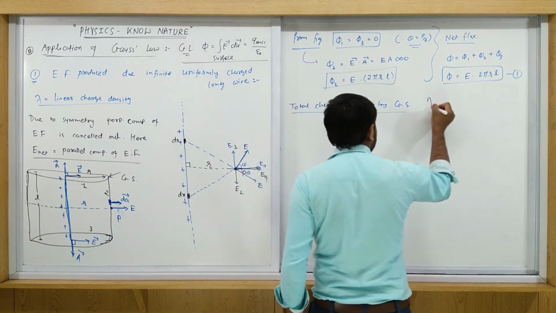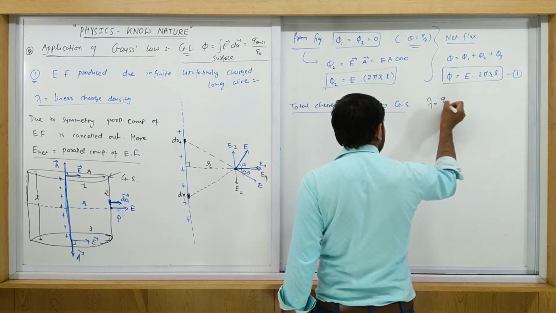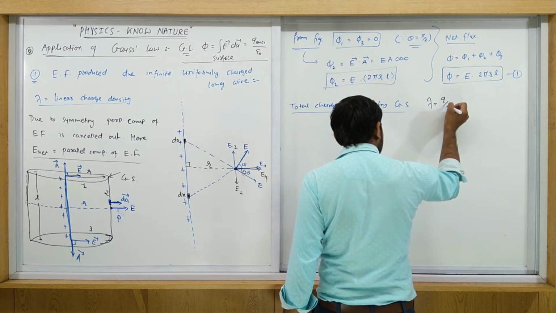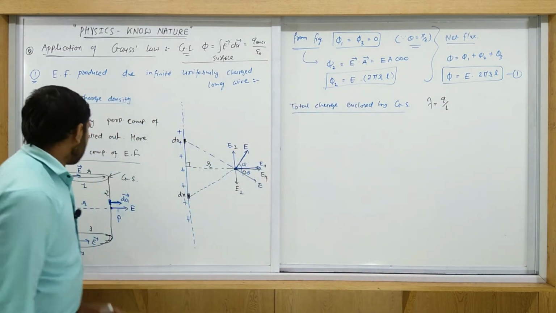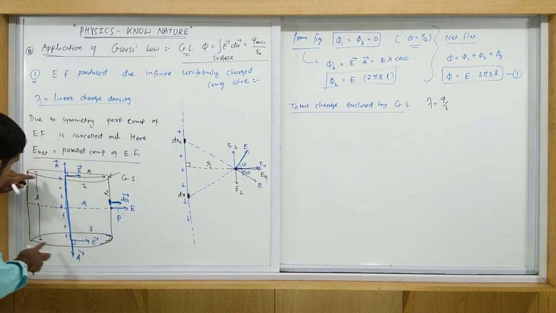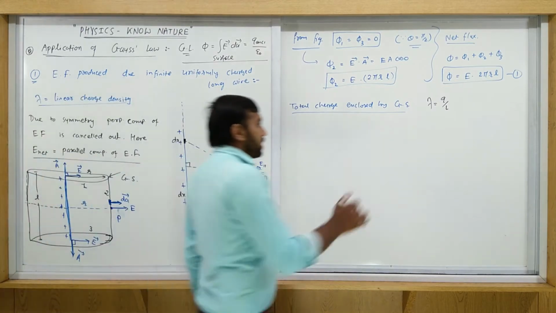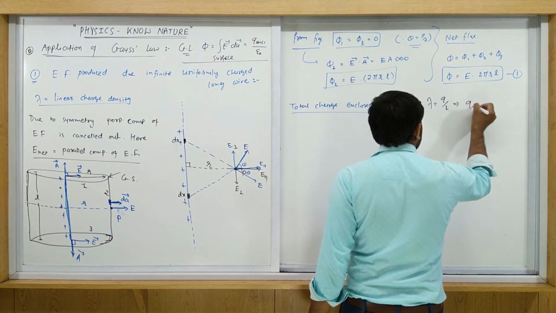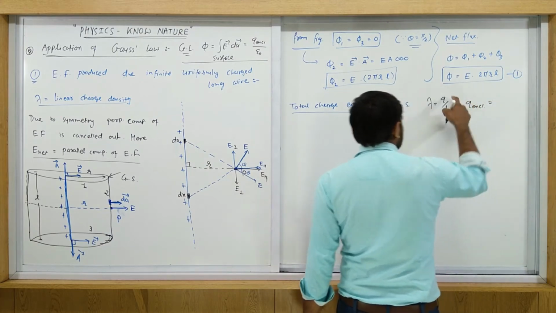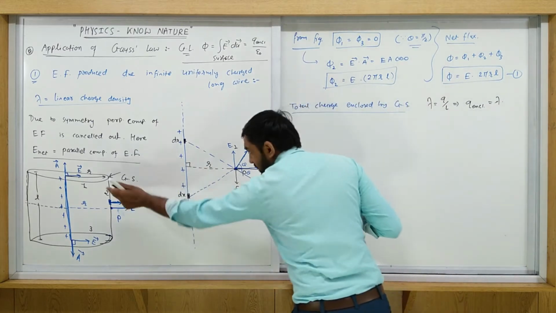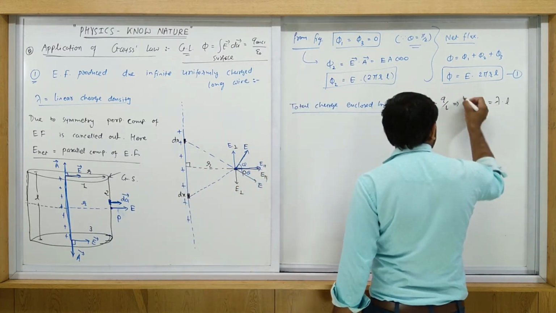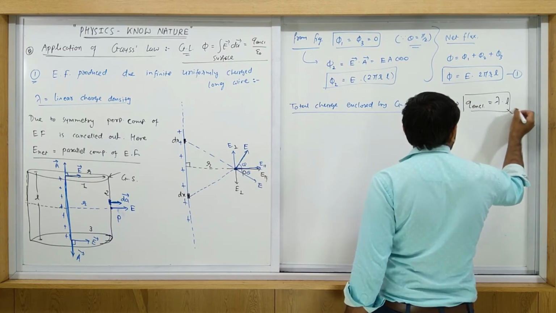So use the lambda concept, the charge density. Lambda is equal to Q upon L. So we count it for this length. What is this length? L. So from this, Q enclosed is equal to lambda into the length. What is the length of the cylinder? The length of the cylinder is small l. So Q enclosed is equal to lambda into l. That is equation number 2.